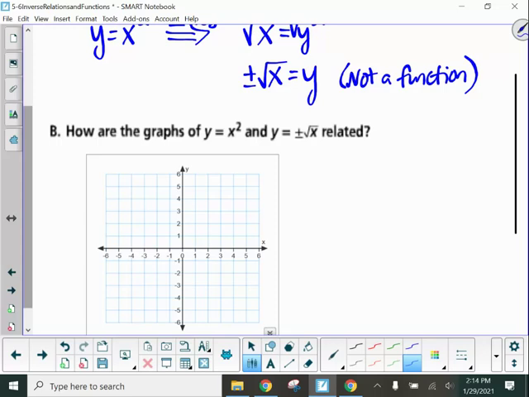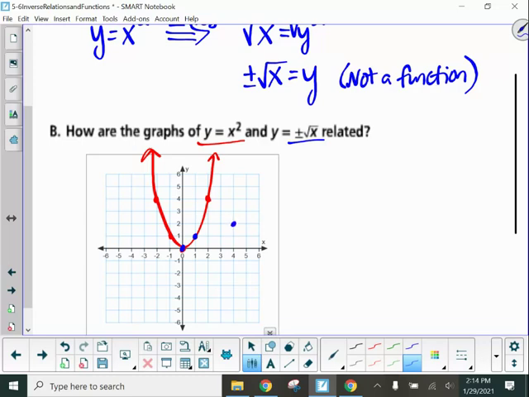So part B, it says, how are the graphs of y equals x squared and y equals plus or minus the square root of x related? So I'm going to graph these in two different colors. For y equals x squared, again, that's the parent function. We've graphed this a whole lot this year. So there's that. And then in blue, I'm going to graph plus or minus the square root of x. So I'm still going to have 0, 0. I'm going to have 1, 1. 4 would actually go up to positive 2.